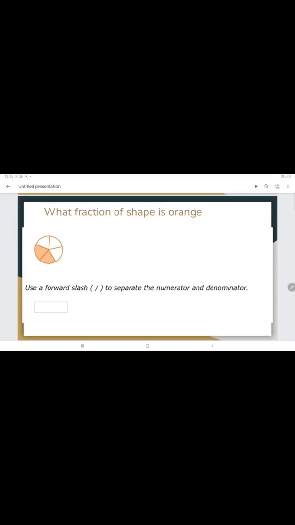Here it is asking what fraction of shape is orange. You can see there is one circle, and there are 1, 2, 3. So there are 2 shaded triangles. So we will write 2 slash, there are 1, 2, 3, 4, 5. There are 5 triangles in the circle. So we will write 5. So 2/5 is the right answer to this question, guys. Let's move on to our next question.